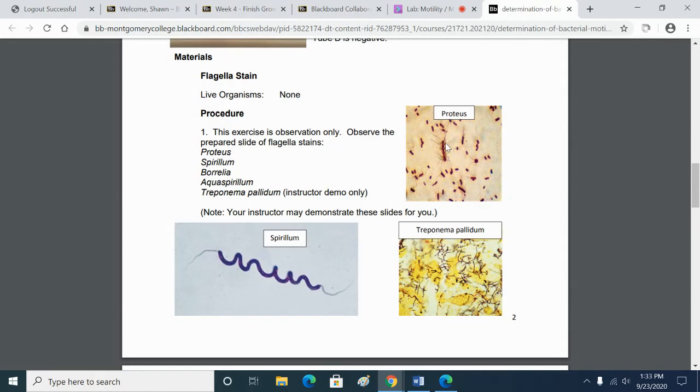So we have peritrichous here. With spirillum, and this is true of both the spirillum volutans and the aquaspirillum, we see one flagellum on each end. So what's that arrangement? Is that amphitrichous? Yeah, one on each side. Yep.